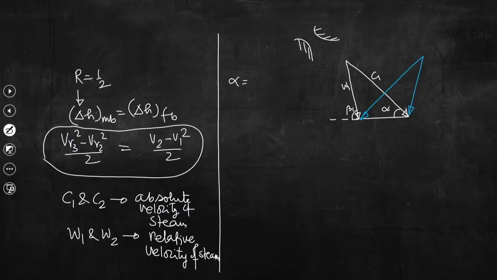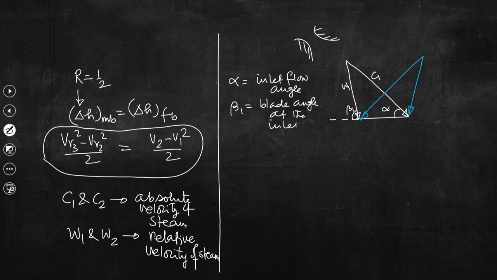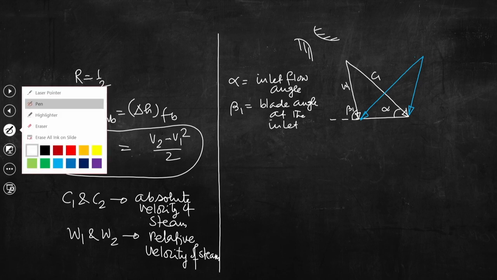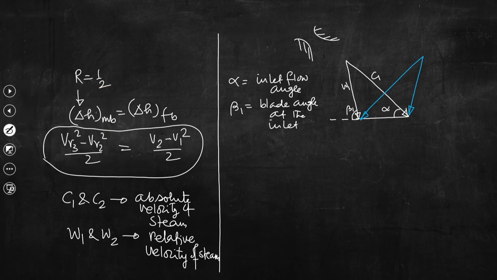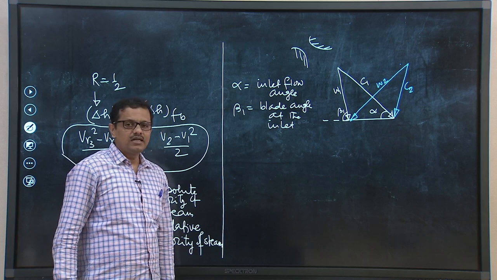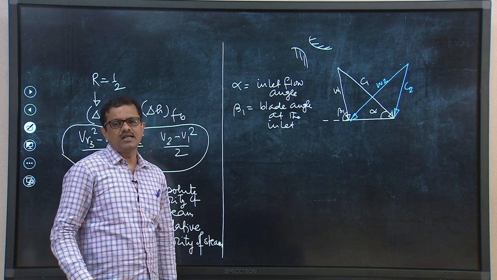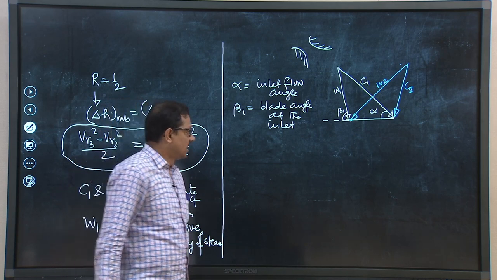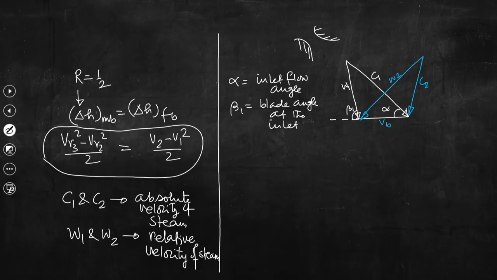So, now this is C1 and this is the flow angle alpha. I am writing alpha is the inlet flow angle, beta 1 is the blade angle at the inlet, and this is C2 and this is W2. So, C2 and W2 are the absolute velocity of steam leaving the nozzle and relative velocity of steam leaving the nozzle and entering into the first row of moving blades. And this is VB, that is blade velocity.